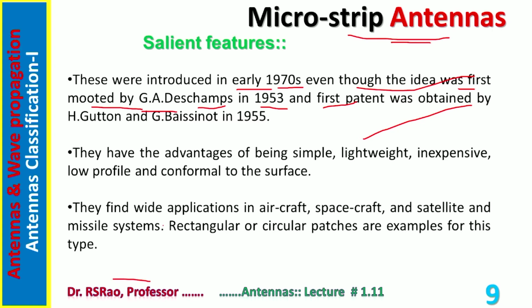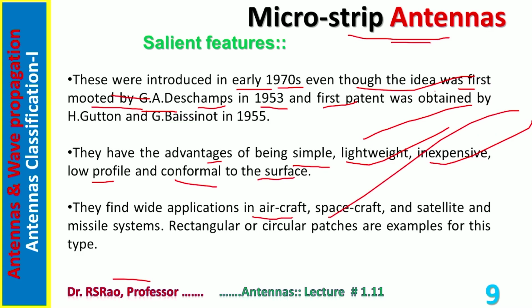They have the advantages of being simple, lightweight, inexpensive, low profile, conformal to the surface. They find wide applications in aircraft, spacecraft, satellite, and missile systems. Rectangular, circular, elliptical patches are examples for this type. Microstrip antennas are also known as patch antennas. They work mainly in microwave region.